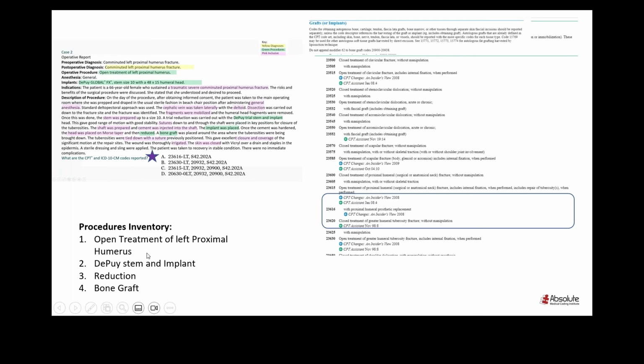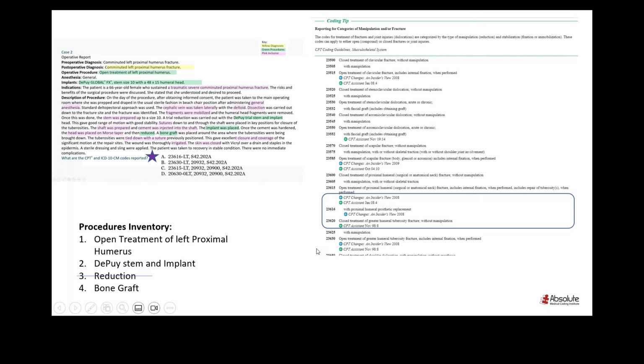only going to code for an open treatment of left proximal humerus in this scenario, and that is going to be 23616, which is an open treatment of a proximal humeral fracture, which includes internal fixation when performed and includes the repair of tuberosity when performed, with proximal humeral prosthetic replacement.